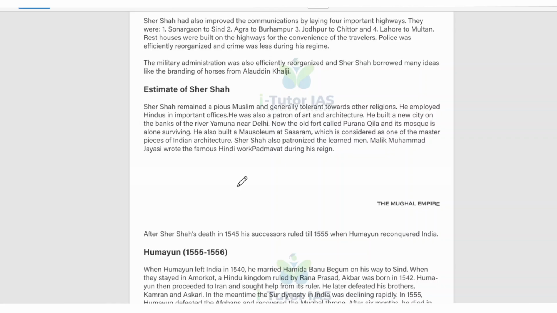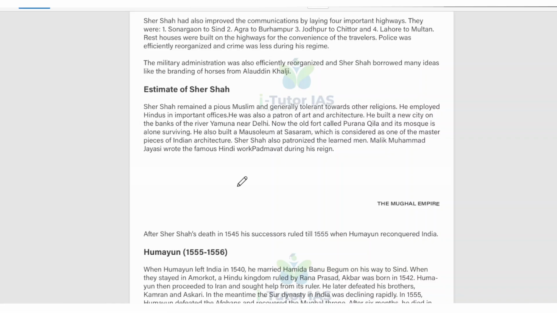He employed Hindus in important offices, and he was also a patron of art and architecture. He built a new city on the bank of the river Yamuna near Delhi, and now the old fort called Purana Killa in Delhi, and its mosque is long surviving. He also built a mausoleum at Sasaram, which is considered one of the masterpieces of Indian architecture. And Sher Shah also patronized learned men.